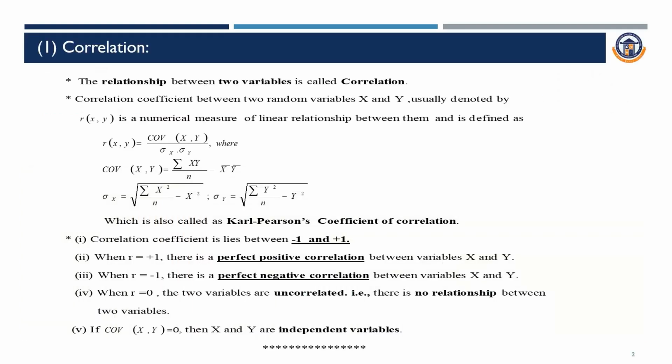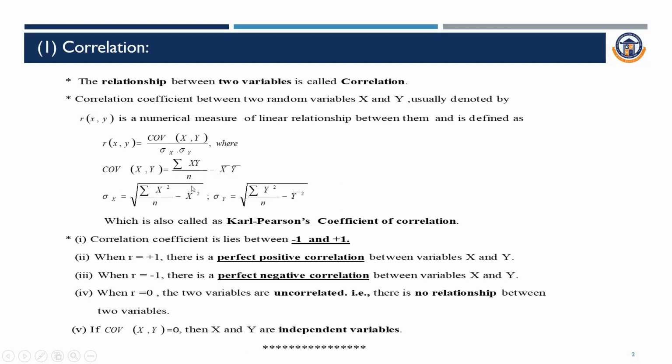The first one is correlation. The meaning of correlation is the relationship between two variables. The correlation coefficient formula is R of x comma y is equal to covariance of x comma y divided by sigma x into sigma y. Covariance xy is equal to summation xy by n minus x bar y bar.